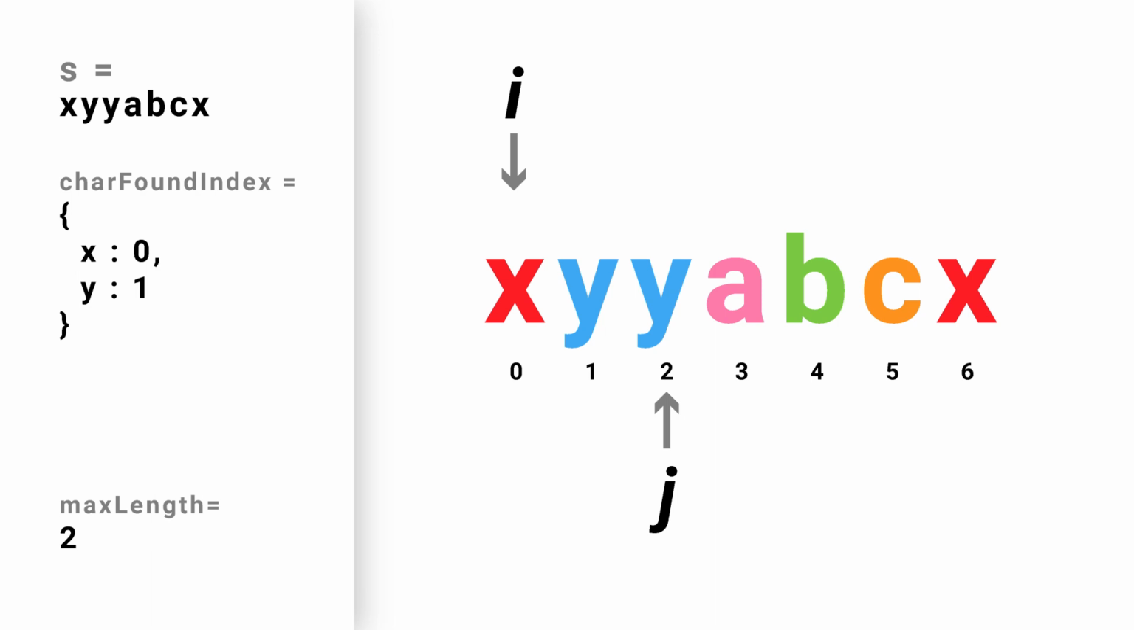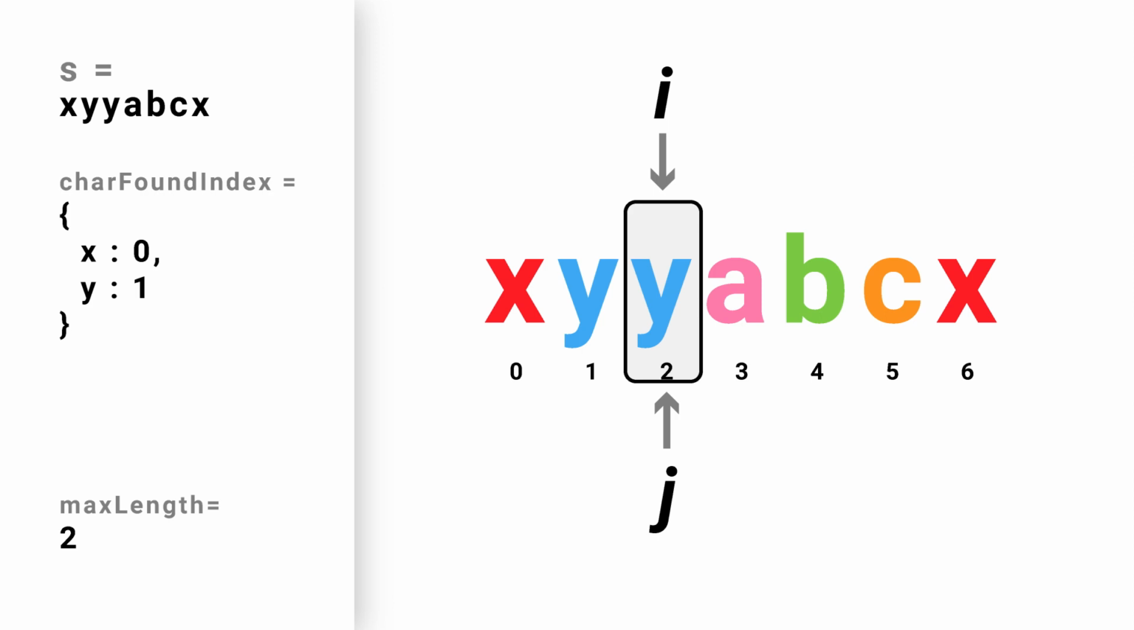Here character y is found at index 2. But if we look at the dictionary, we can see that this character was already found at index 1. That means between pointers i and j, there are two y characters, and therefore we must move the pointer i to the maximum index up to which there are no repeating characters. The pointer i is currently at index 0. The index at which the character y was previously found is 1. Therefore we will move the pointer i to the maximum index without repeating characters, which is 2.